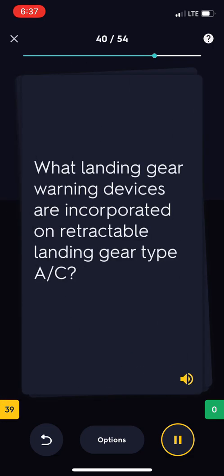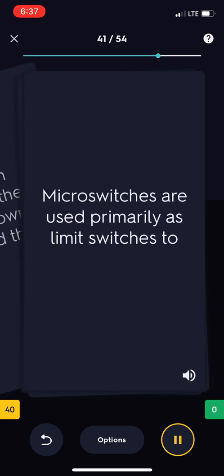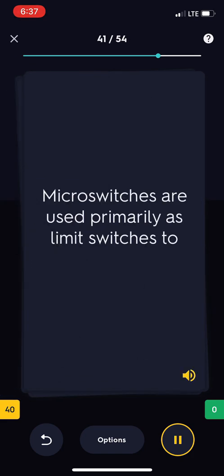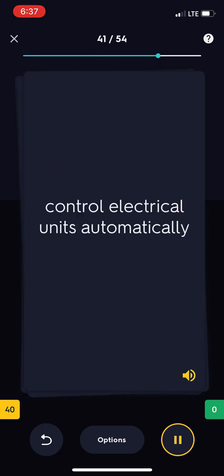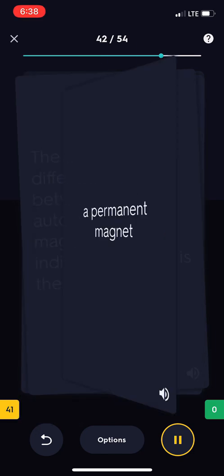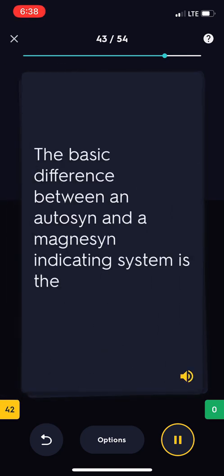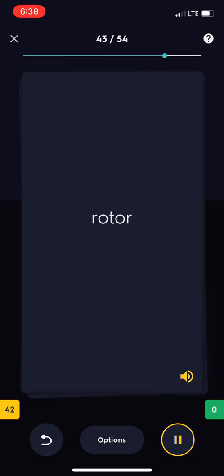What landing gear warning devices are incorporated on retractable landing gear aircraft? Warning horn warns pilot the gear is not down and locked and throttle retarded. Micro switches are used primarily as limit switches to control electrical units automatically. The rotor in a Magnuson remote indicating system uses a permanent magnet. The basic difference between an Autosyn and a Magnuson indicating system is the rotor.